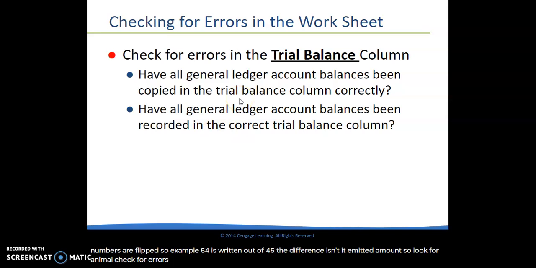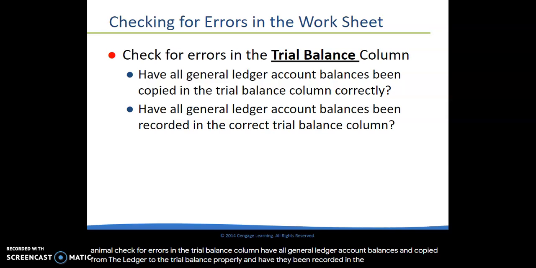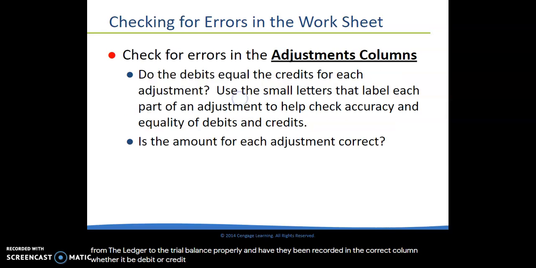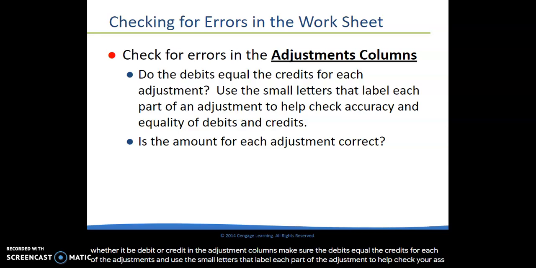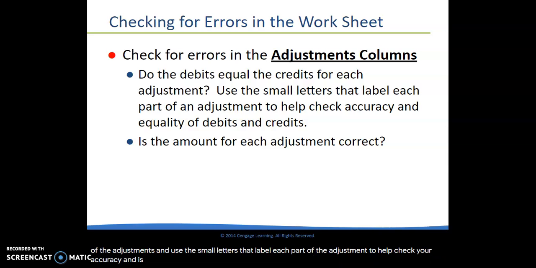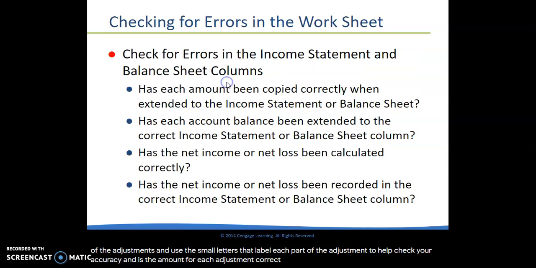Check for errors in the trial balance column. Have all general ledger account balances been copied from the ledger to the trial balance properly? And have they been recorded in the correct column, whether it be debit or credit? In the adjustment columns, make sure the debits equal the credits for each of the adjustments and use the small letters that label each part of the adjustment to help check your accuracy. And is the amount for each adjustment correct?